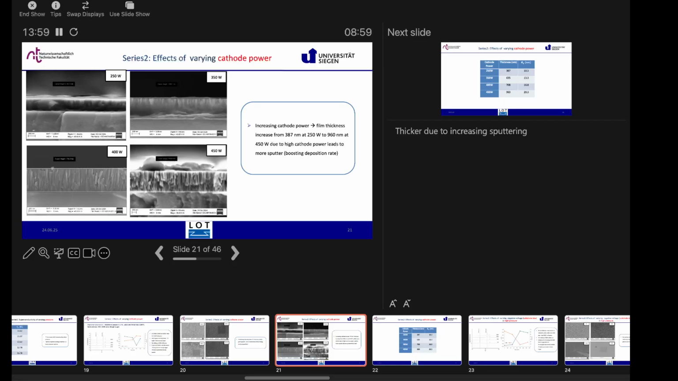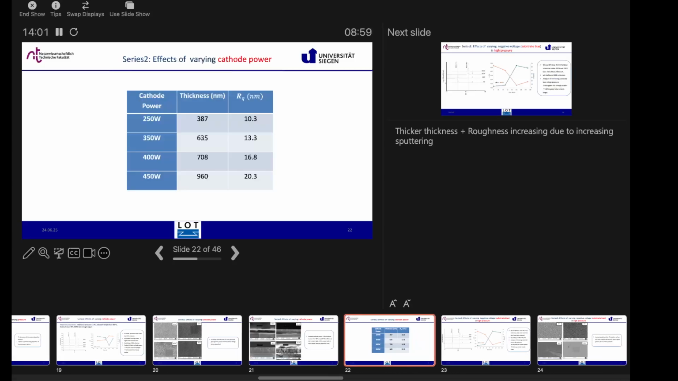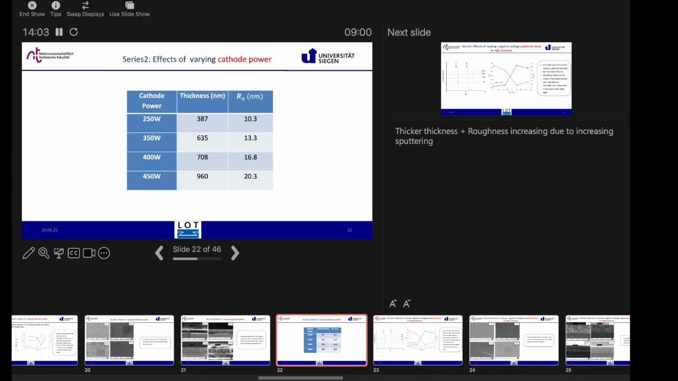Coming to the cross-section analysis, what we got here is still an all columnar structure, but with the film thickness increasing. Here shows more about the conclusion of the thickness and roughness for cathode power. As I said before, the thickness is higher, starting at 387 nanometer and slightly increasing to 600, 708, and ending up at 960 at 450. For the roughness, we got rougher surfaces as we increase the cathode power, starting at 10.3 and ending up at 20.3 at 450.